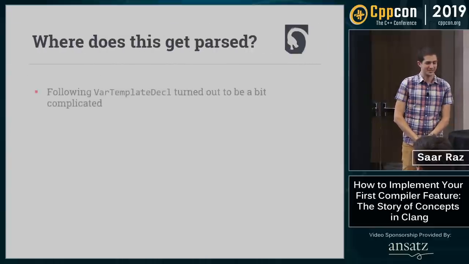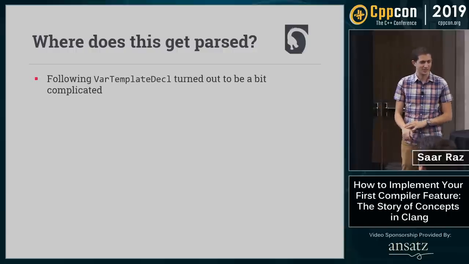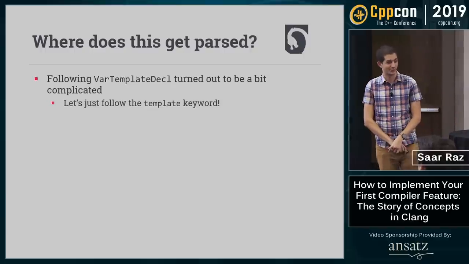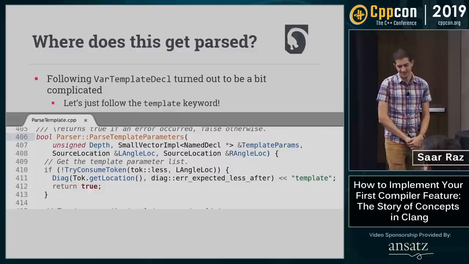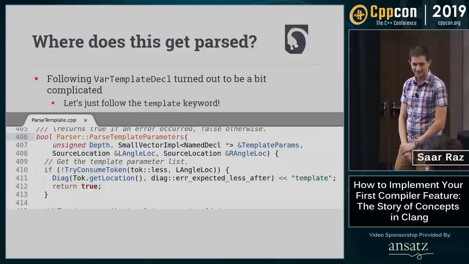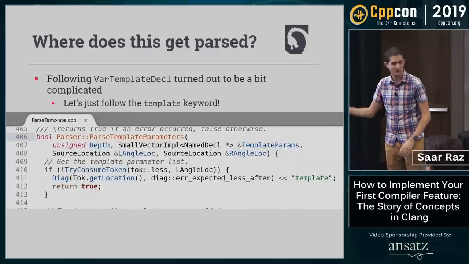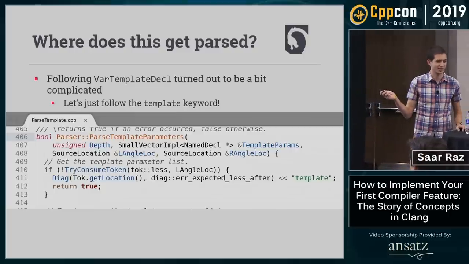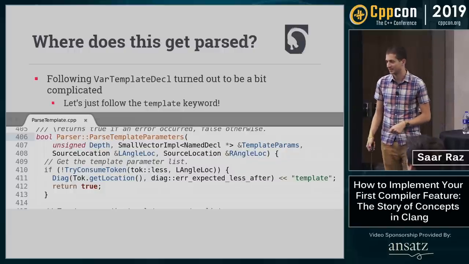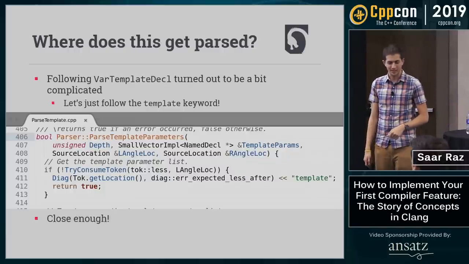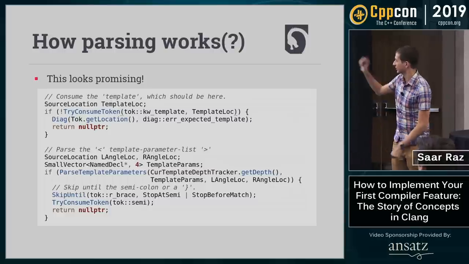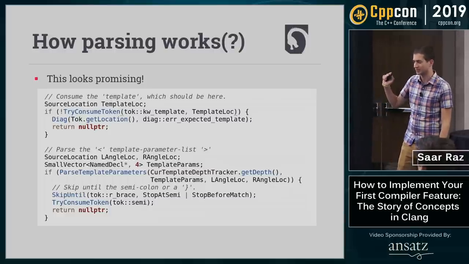Now I wanted to parse this thing, and following VarTemplateDecl around was pretty tough. So I went with something simpler and just followed the template keyword, and I found this. This is a diagnostic that says something about templates, and it's in a function named ParseTemplateParameters. Seems pretty promising because it's supposed to be close to the actual parsing of the concept keyword. I went up and I found this. You just check for the template keyword, then parse the template parameter list. Pretty cool.